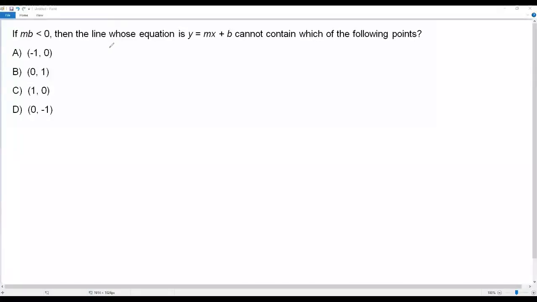Here we have a SAT math question. Okay, let's go to the information. If m times b is less than 0, then the line whose equation is y equals mx plus b cannot contain which of the following points.